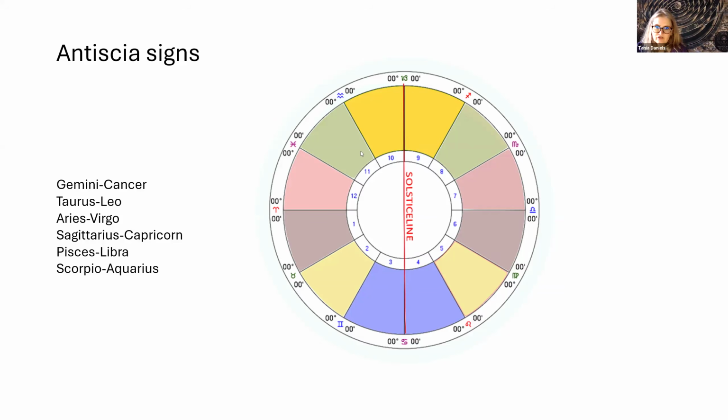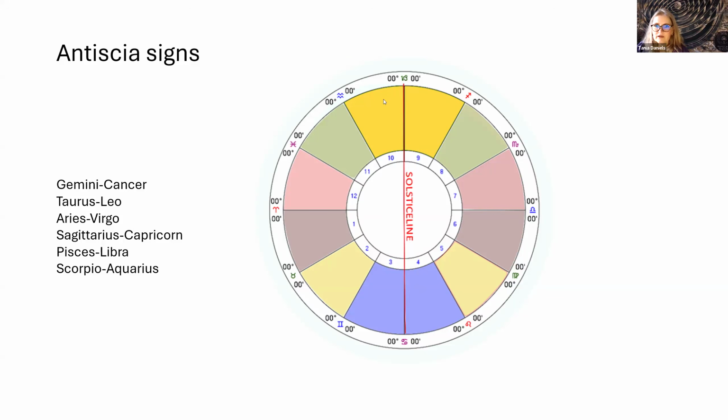Okay, so this is just to make our listeners understand what the Antiscia signs actually are. It's just a chart which I have colored according to the Antiscia signs. So what we see in this case is Aries on the AC, Libra on the DC, which is how we can see it best. So we have this chart divided by the solstice line here. It runs through Capricorn and Cancer. So the signs that are equidistant from this line are a pair that can form Antiscia.